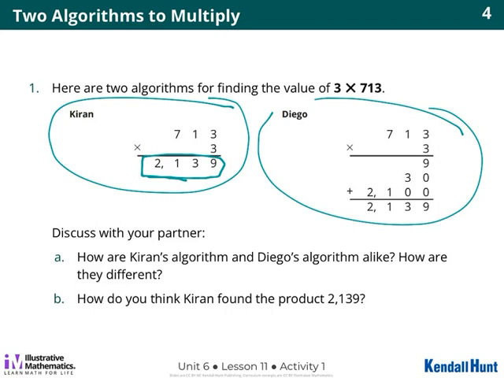2,139. How do you do it, Gage? So she did 3 times 3 equals 9. And then 3 times 1 equals 3. And then 3 times 7 equals 21. Okay, yeah, she sure did. How else could you explain that?